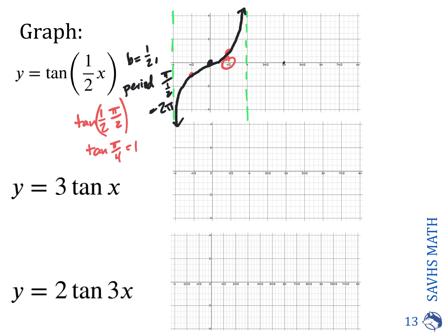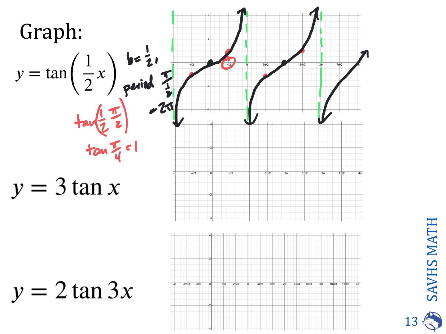And so every 2 pi units, it repeats. So there's going to be another asymptote here at 3 pi. And so we would have another spot right here, and another spot like here, and then we would just draw this thing like this. And then maybe we'd do another one like that. Okay, so there's our graph of tangent of 1/2 x.